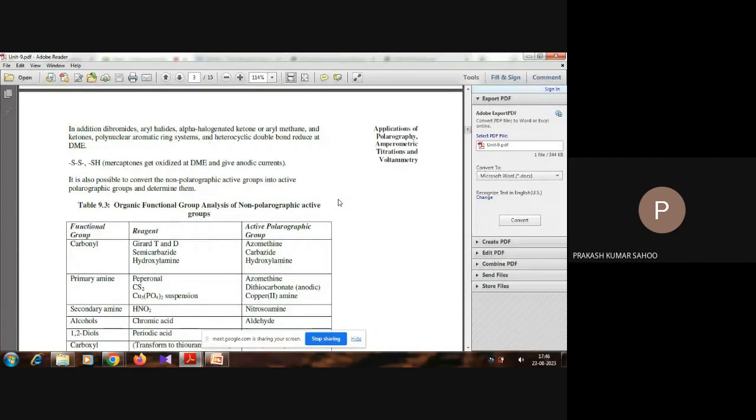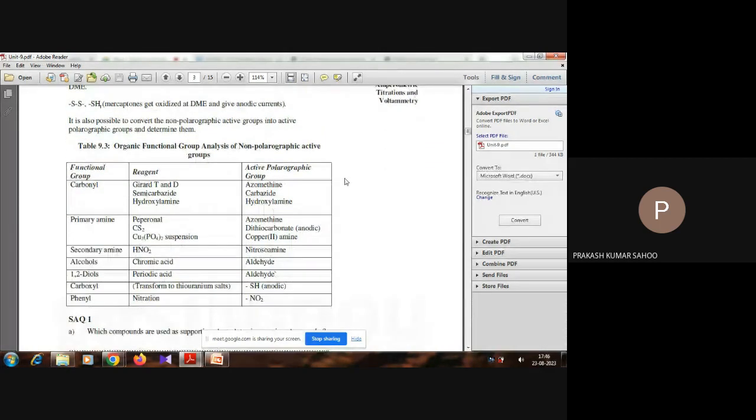Then we have, in addition, dibromide, aryl halides, alpha halogenated ketone, or aryl methane and ketone, polynuclear aromatic ring system, and heterocyclic double bond which are reduced at the dropping mercury electrode. This is disulfide or thiosulfate. Sorry, this is SH, that is mercaptans, which get oxidized at the dropping mercury electrode and give anodic current. So these are the applications of polarography.